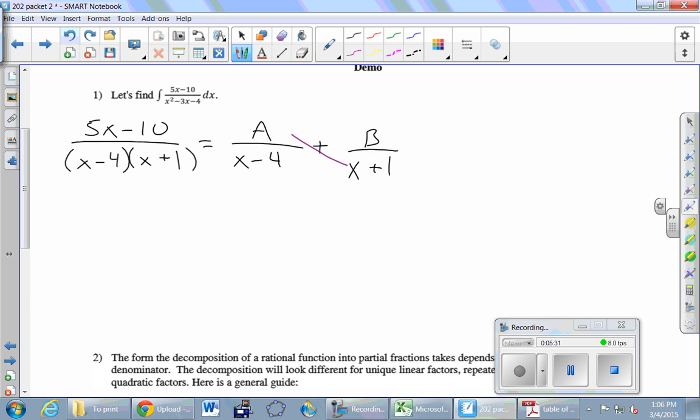And the first thing we're going to do is get rid of all of these denominators by multiplying both sides of this equation by all of those denominators. So everything times x minus 4 and x plus 1. You already don't like it. I warned you, you weren't going to like it.